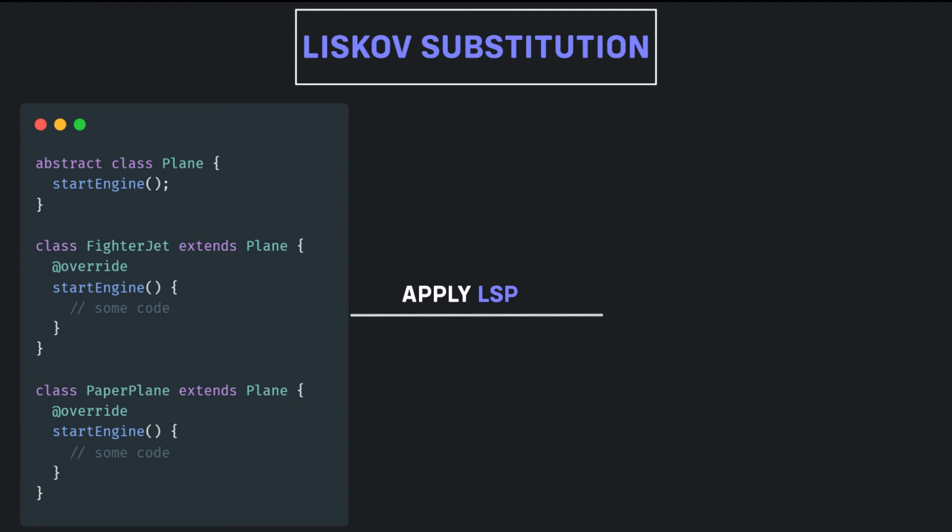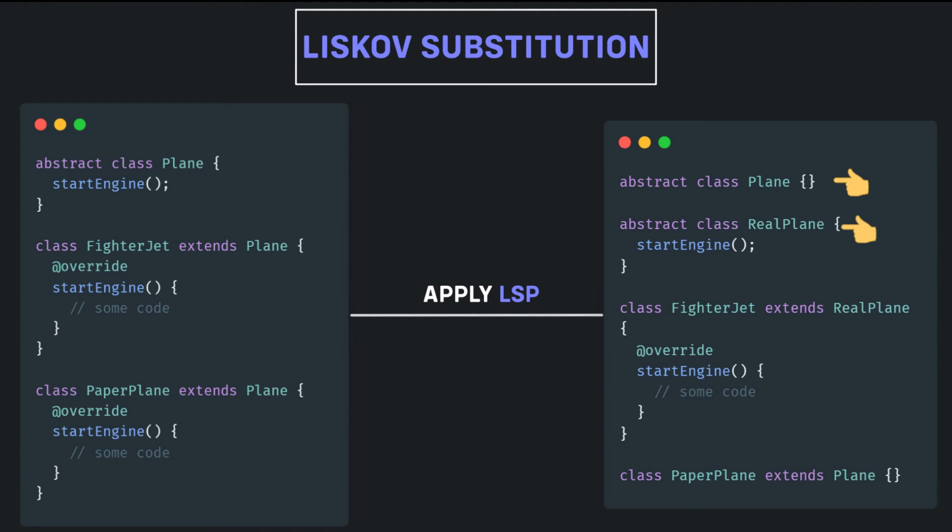After applying the Liskov substitution principle, we will have 2 abstract classes, one called real plane and one called plane. In real plane we will have a method called start engine. And now fighter jet class extends real plane and paper plane extends plane.